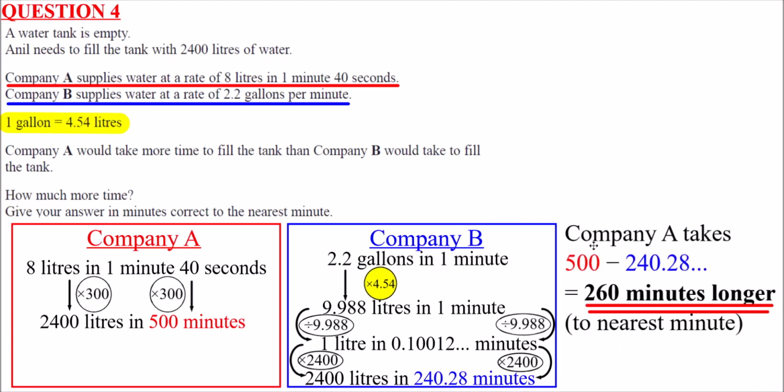In terms of the calculations, that's what we'd do. 500 take away 240.28, 260 to the nearest minute.